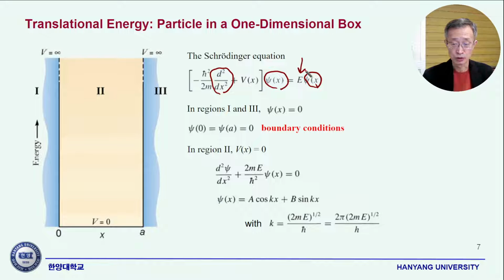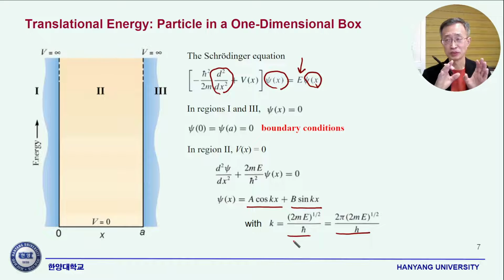That kind of behavior you can obtain from a sine function, cosine function, or a complex exponential function. So what we choose here is psi of x equals A cosine kx plus B sine kx. And of course, k has this relationship to the energy. That's how we solve it. We have done this in the quantum part, so I will just briefly describe it and move on.